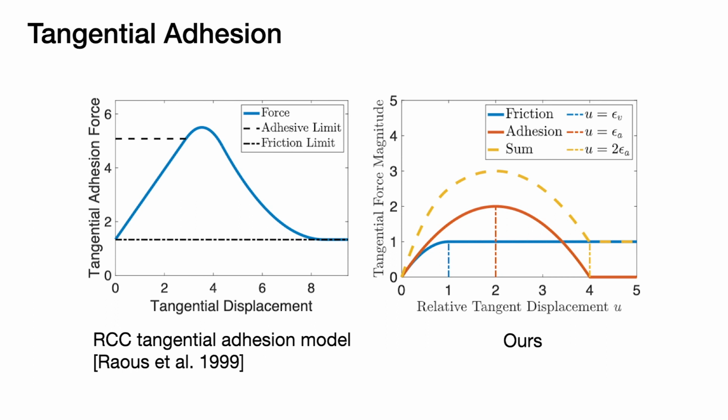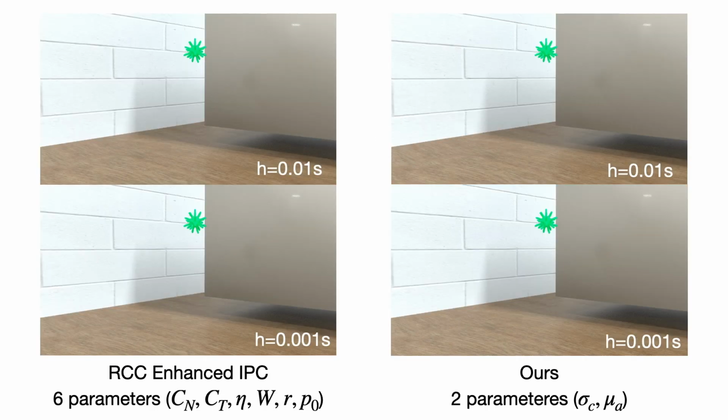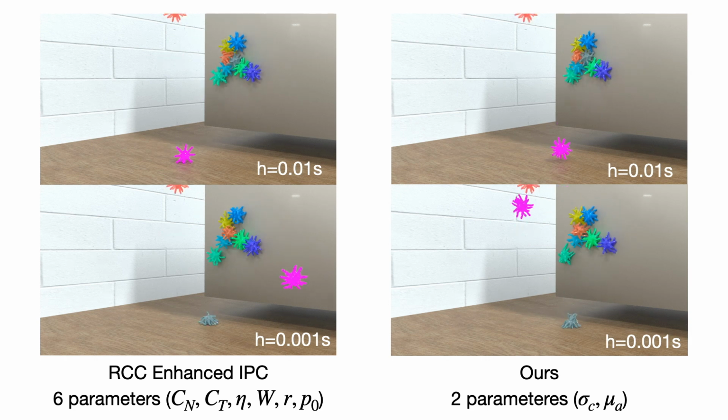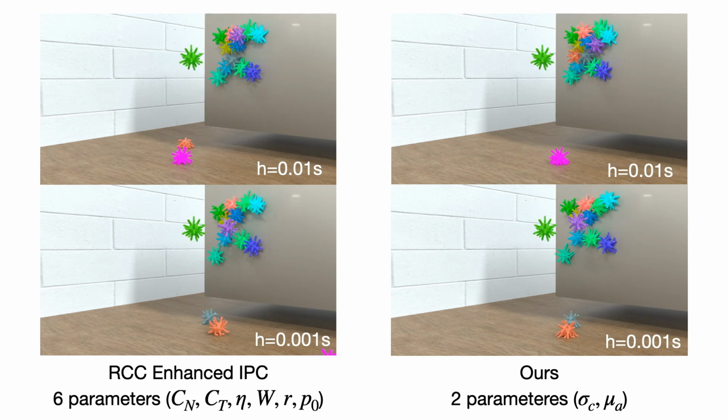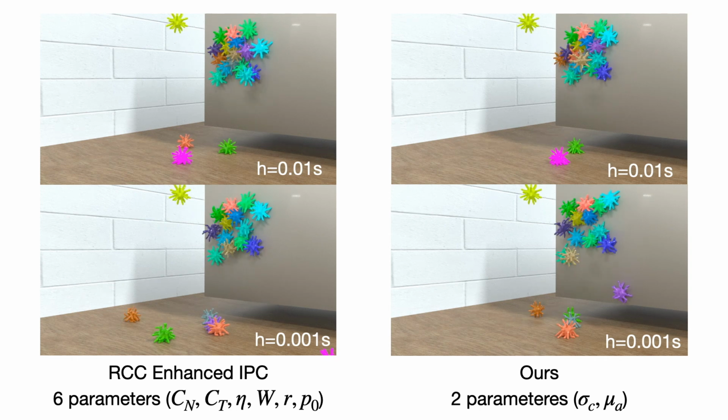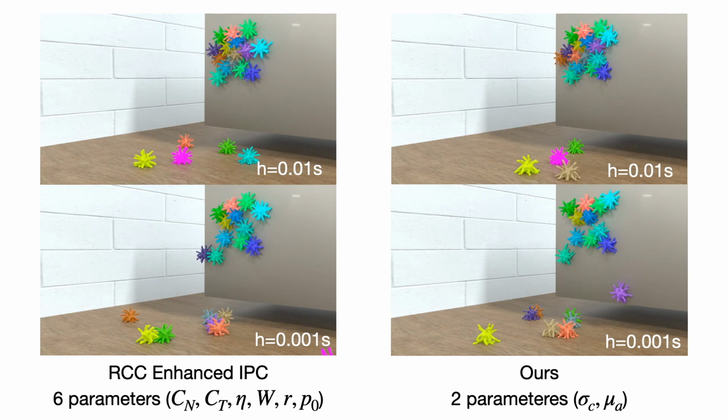We also propose a smoothly clamped tangential adhesion model that can consistently capture the bonding and debonding process, which is also consistent with the RCC model. Directly incorporating the RCC model into the IPC framework introduces 6 parameters, while our variational model only exposes 2 parameters, which makes the setup more convenient without sacrificing efficiency and expressiveness.